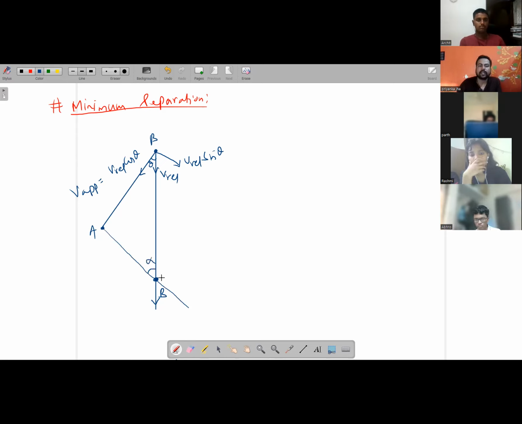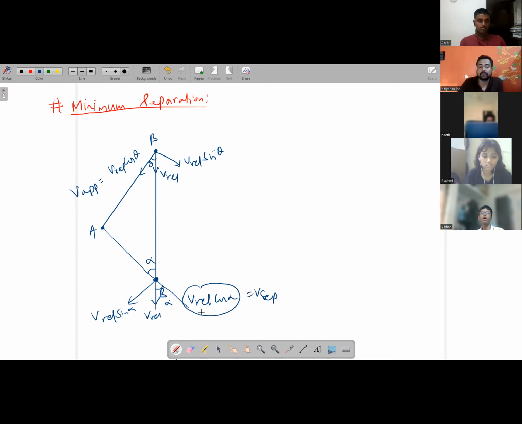Suppose this angle is alpha or any angle. Again, break this into two components. This angle is again alpha. So this is V relative cos alpha, and this is V relative sin alpha. Now you can see that at this point, this is called velocity of separation, because with this velocity, B is trying to go far from A.